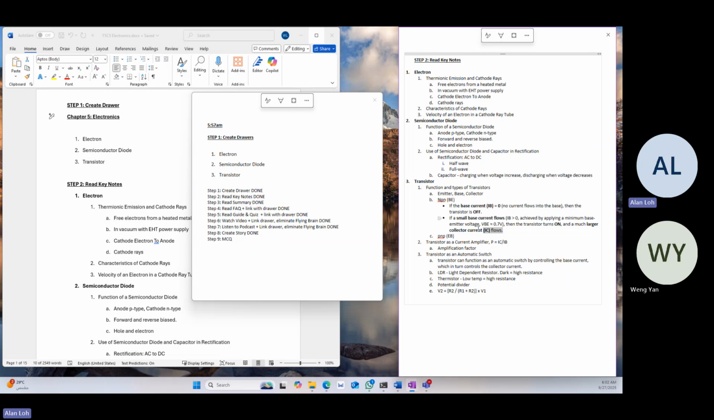I think on a high level, you know what is electron, what is semiconductor diode, and also transistor. I think this chapter will be relatively easier for you to follow. And yes, I have to re-emphasize this again: I'm not a physics teacher. I'm teaching this brain drawer method using physics. For this case, it will be physics chapter 5.